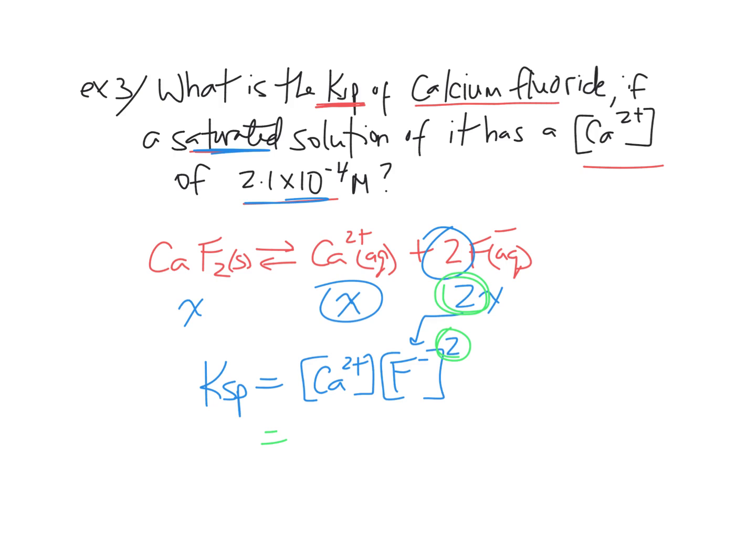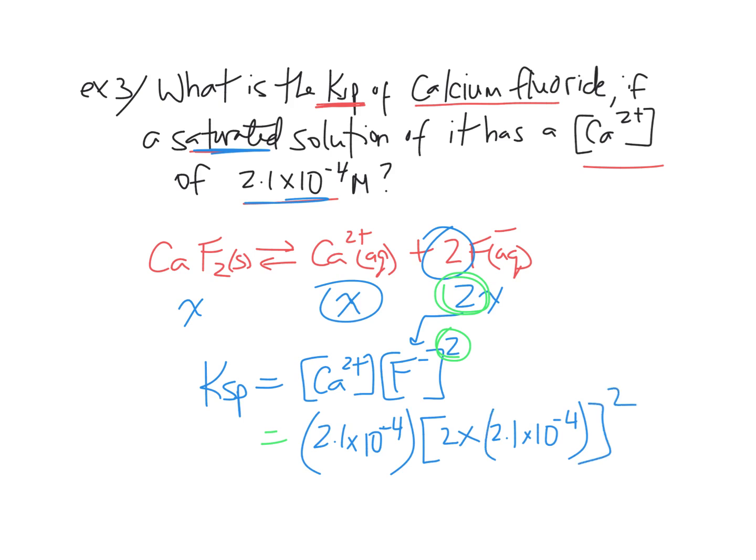what we have then is the Ksp is going to be 2.1 times 10 to the -4, because that's what they gave us for the calcium ion concentration. We're going to have to multiply that by 2. So it's going to be times 2 times 2.1 times 10 to the -4, and then that whole thing is going to be squared as well. So that's the math we're going to have to do on that.